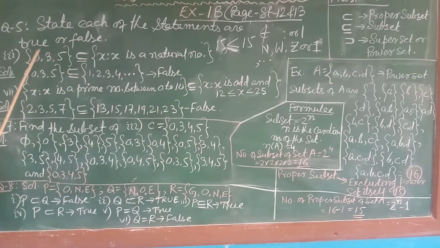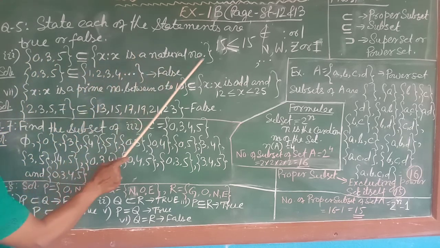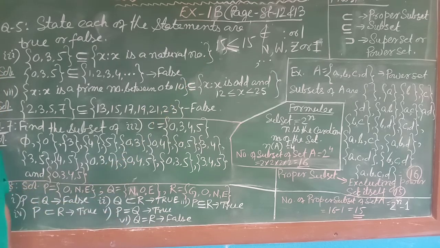Now see 1, 0, 3, 5. This side, x such that x is a natural number. Natural numbers start from 1 and go to infinity. So you first convert this set into roster form. I said to you, in the solution, first step, convert this one to roster form. You found these are the elements, isn't it? These are the natural numbers in roster form.